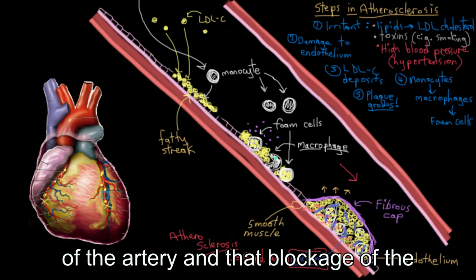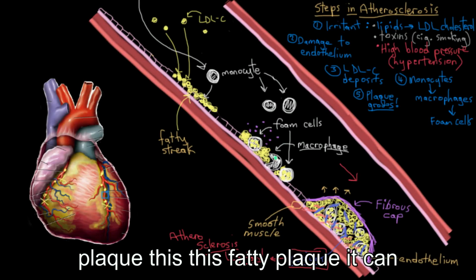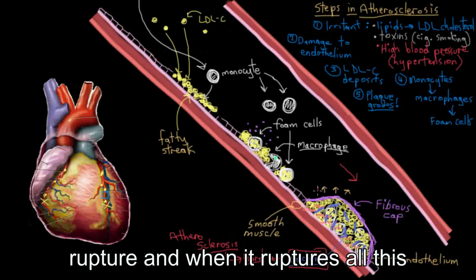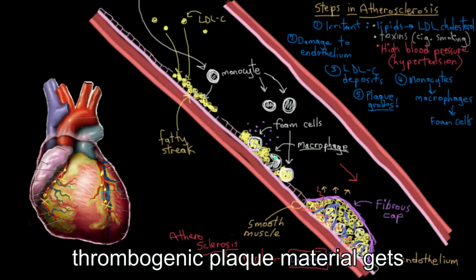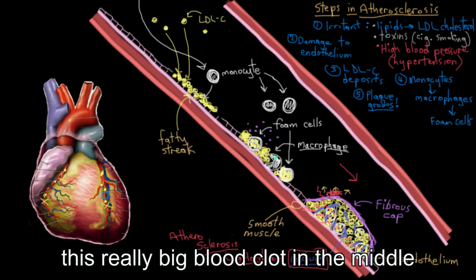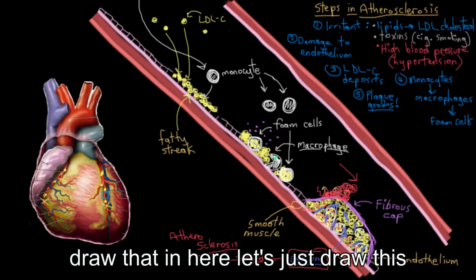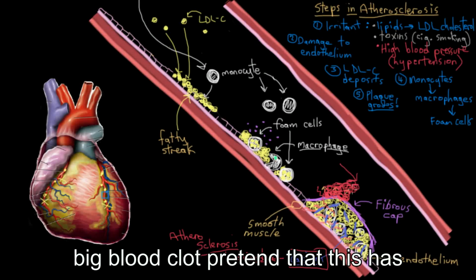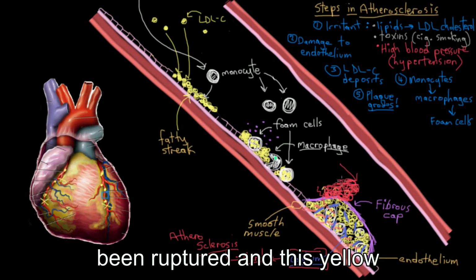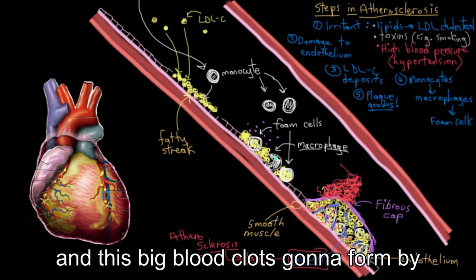And that blockage of the artery can happen because sometimes this plaque, this fatty plaque, it can rupture. And when it ruptures, all this thrombogenic plaque material gets exposed to the blood. And when it gets exposed to the blood, it starts to form this really big blood clot in the middle of your artery, in the middle of one of your coronary arteries. So let's just draw that in here. Let's just draw this big blood clot. Pretend that this has been ruptured and this yellow thrombogenic material has been exposed, and this big blood clot's going to form.